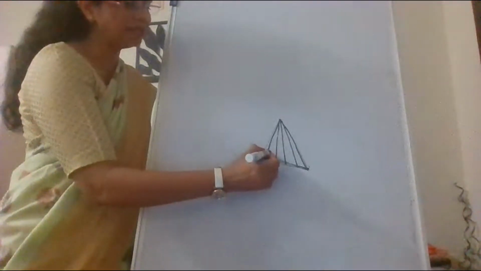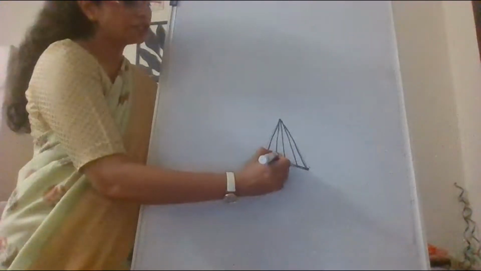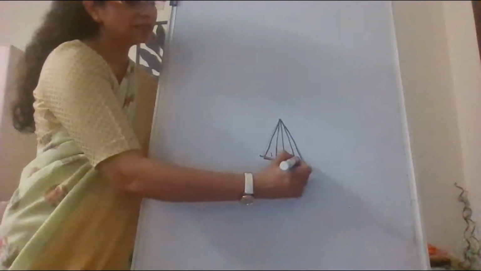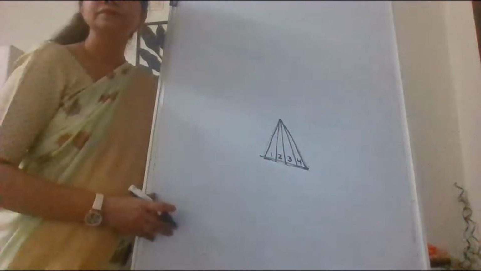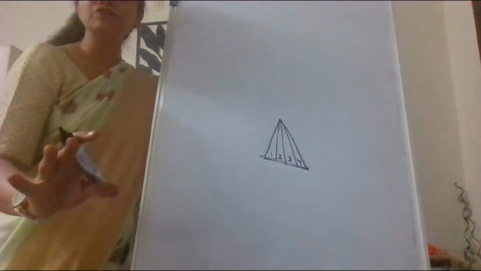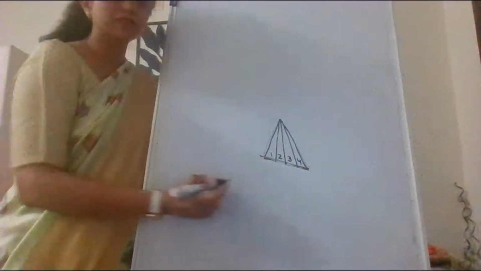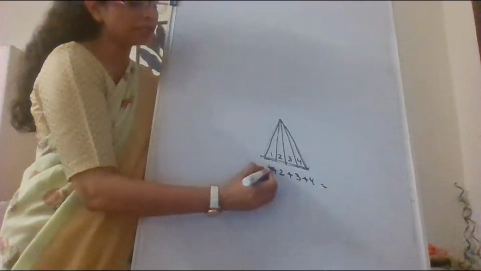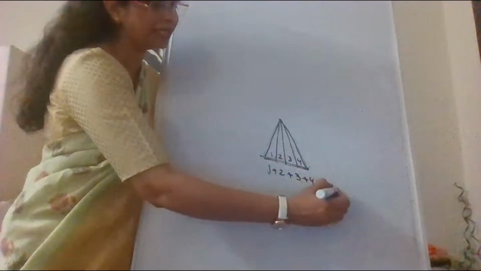Just write down 1 here, 2 here, 3 here, and 4 here. Now what you have to do? Just add these numbers. 1 plus 2 plus 3 plus 4, that is 2 plus 1, 3, 3 plus 3, 6, 6 plus 4, 10. The number of triangles is 10 in this figure.